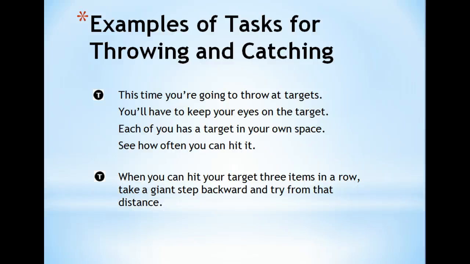Second task here is when you can hit your target 3 times in a row, take a giant step backward and try from that distance. So automatically in that task right there, you can see how the teacher has made it harder because they've asked the student to take a giant step backward and try from that distance. That's known as an extension up.